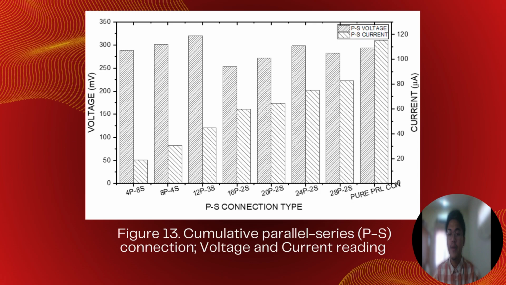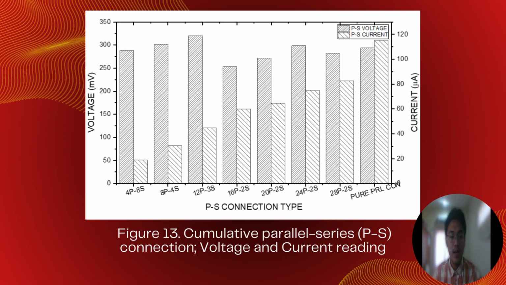On the other hand, we have the parallel series hybrid connection. In this connection, it is significantly observed that the voltage increases and the current generation increases as well. The result shows that even if the number of connected parallel MFCs increases, the voltage still produces an average value of 288.77 millivolts. Significantly, the hybrid connection 12P-3S has the highest value of voltage, such as 320 millivolts.